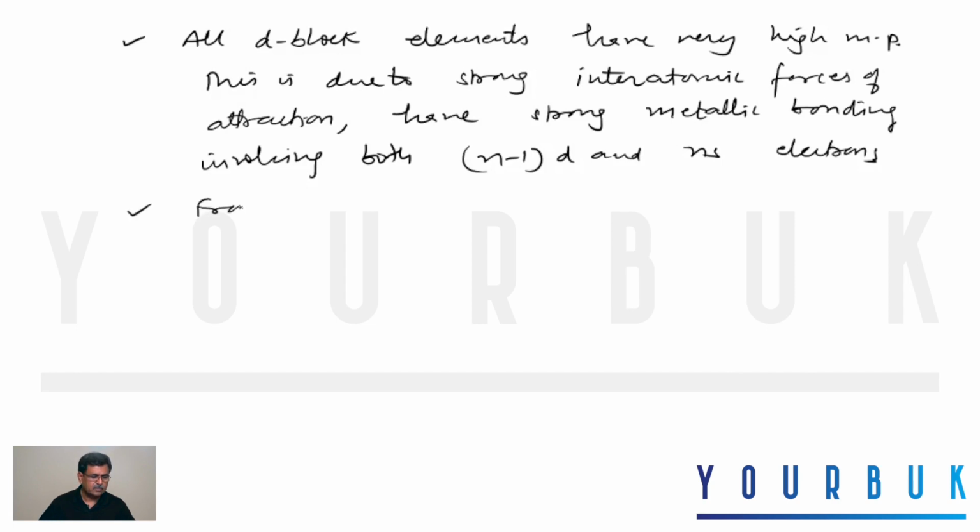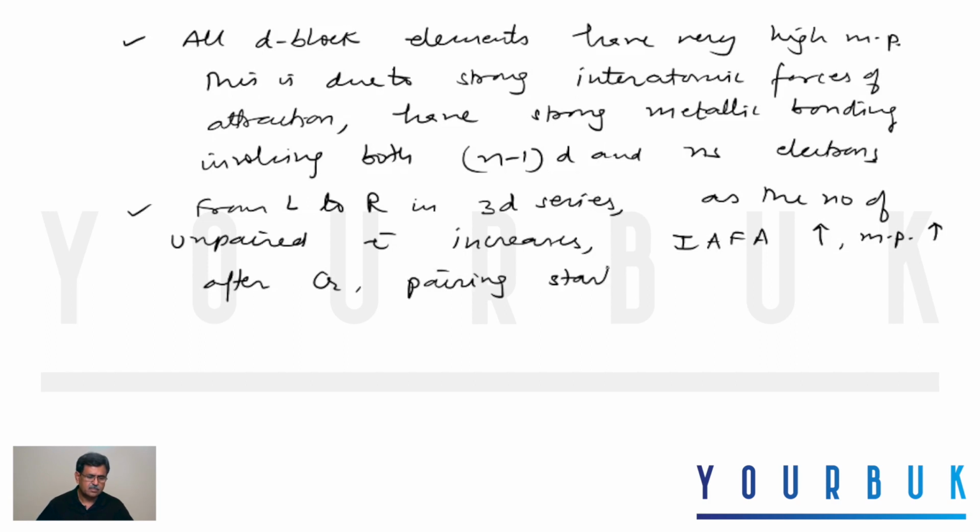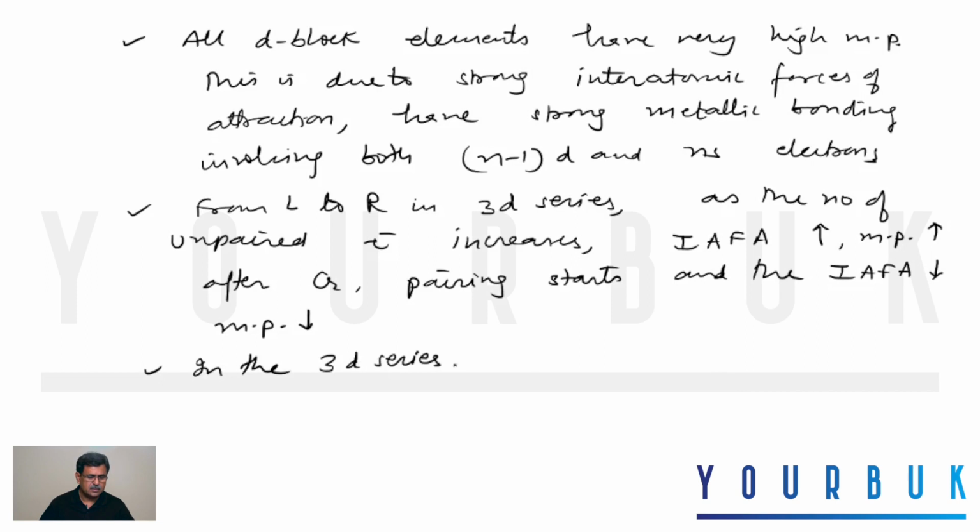And from left to right in the 3D series, as the number of unpaired electrons in the D subshell increases, interatomic forces of attraction increase, and the melting point increases. Now, after chromium, pairing starts in the D subshell, and the interatomic forces of attraction decrease and the melting point decreases. So in the 3D series, chromium has the highest melting point and zinc has the lowest melting point.